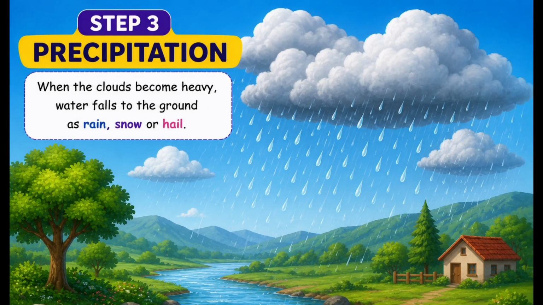The third step is precipitation. Precipitation means when the clouds become heavy, water falls to the ground as rain, snow, or hail.